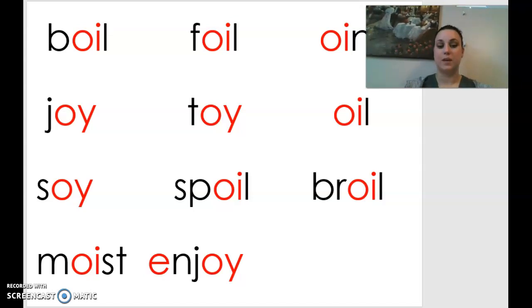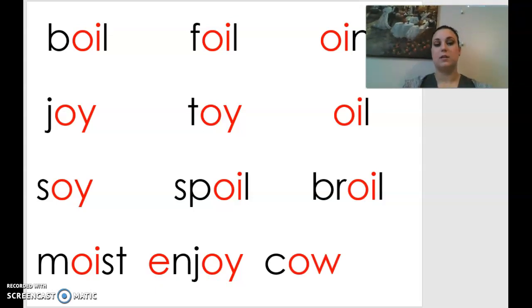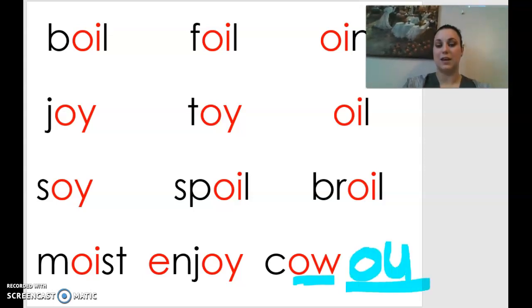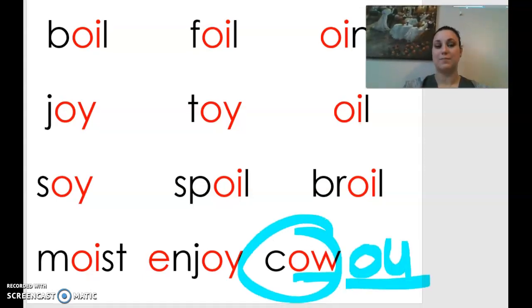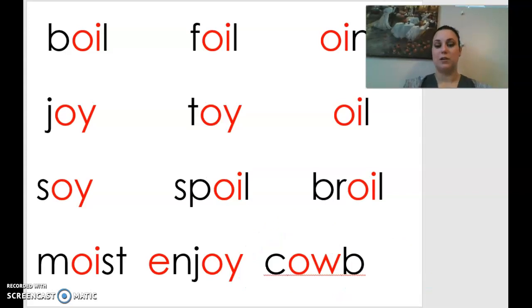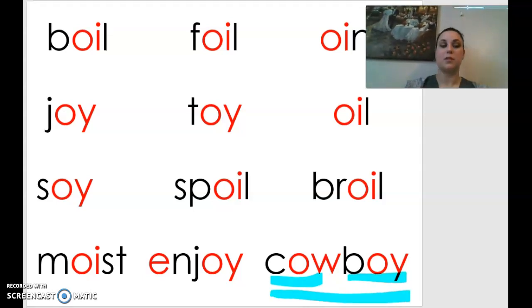Word is. That's kind of a tricky one. We have n, j, oi, enjoy. Enjoy. What's the word? Next word. Oh, this is a review from last week. Remember the ow and ou. Say ow. This word is cow. Next word. B, oi. Whole word is boy. What's the word? Good.